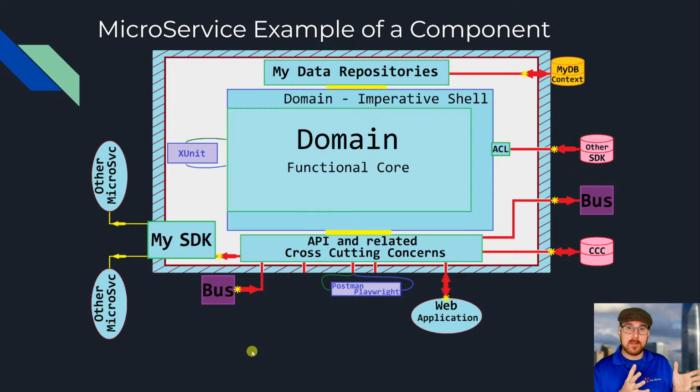So same exact thing, but let's go over what a microservice looks like. The same thing with the microservice: we've got the domain, we've got the imperative shell, the functional core, and then we have the API and the related cross-cutting concerns, which, like I said before, are logging and authentication, things like that.